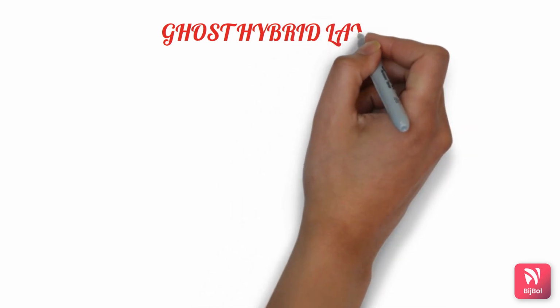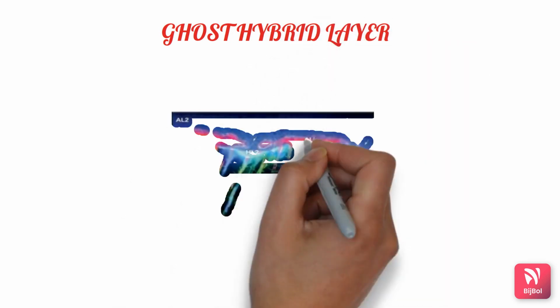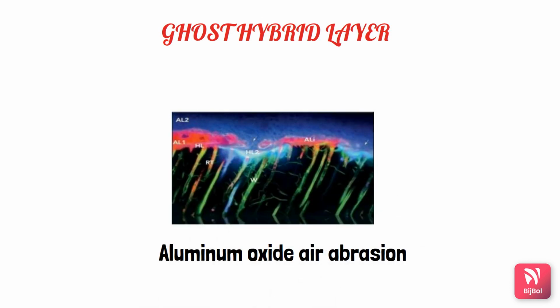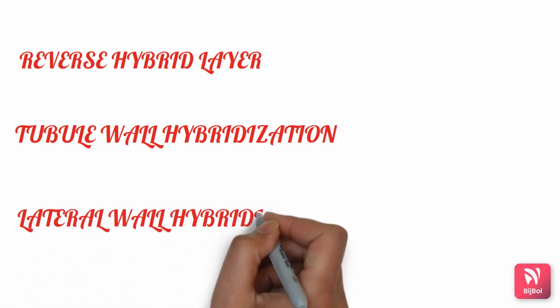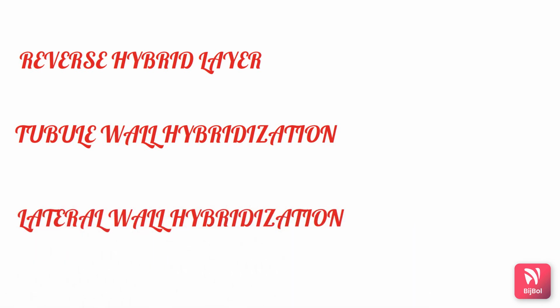Now we'll see the ghost hybrid layer. This occurs due to the incorporation of air bubbles at the substrate and the resin infiltrant. The reverse hybrid layer is the hybrid layer surrounded by more of the inorganic material. Next, the tubular hybrid layer is the extension of the hybrid layer into the tubular wall of the dentin. Next we'll see the lateral tubular hybrid layer. It is the extension of the hybrid layer into the walls of the lateral tubular branches. This is about the different hybrid layer concepts.